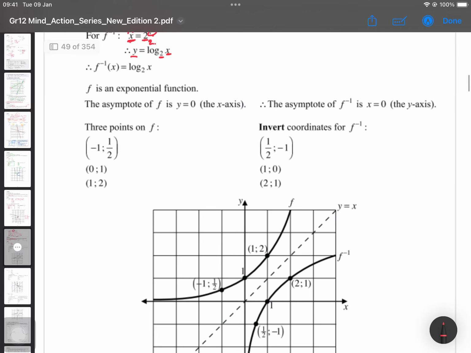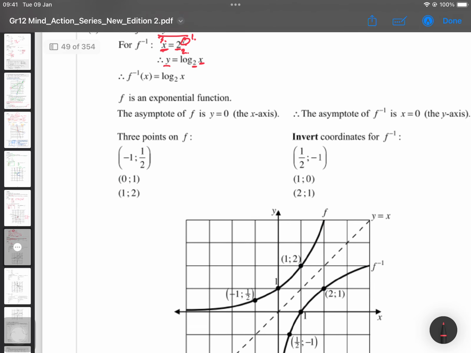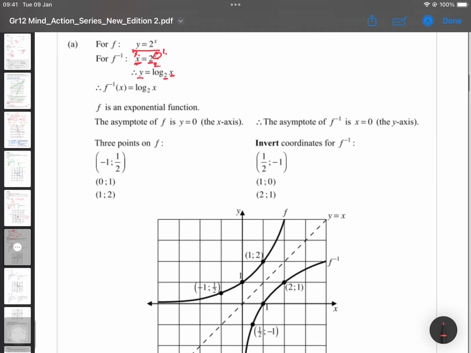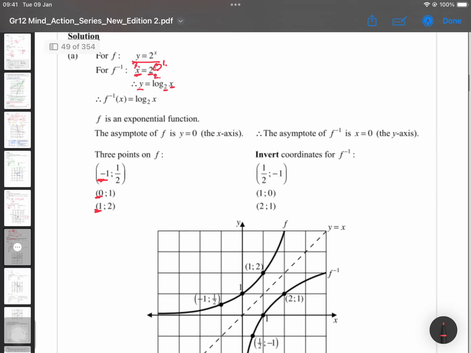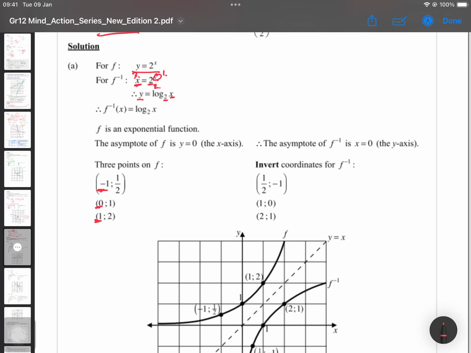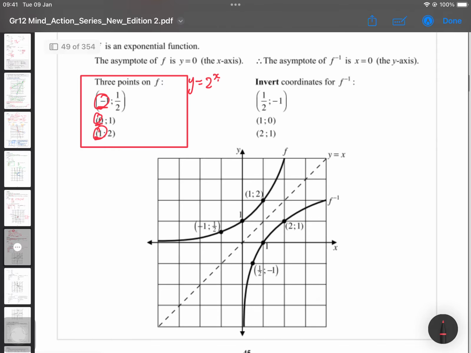So let's use 3 points to draw the original. Again, you're still using negative 1, 0, and 1. On the original, we took y equals 2 to the exponent x. On the x, we put negative 1, 0, and 1, and we found the y coordinates. Then we just need to plot those.